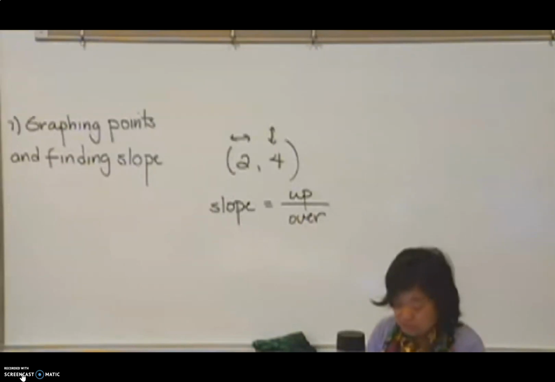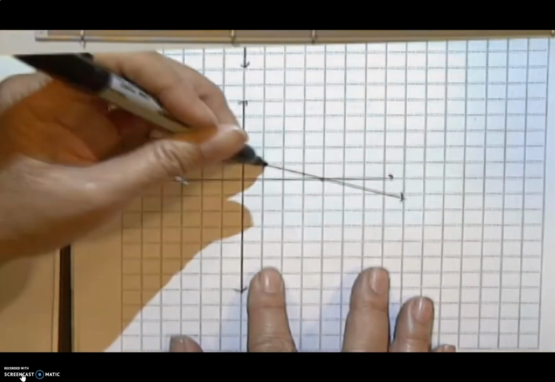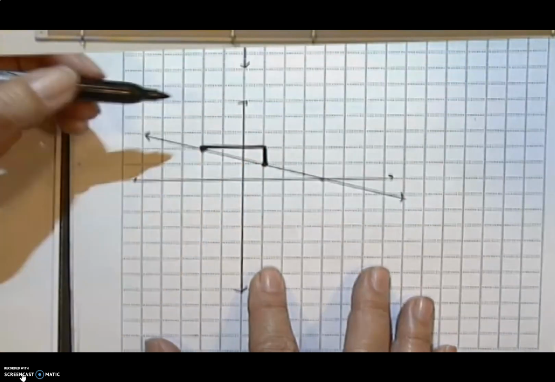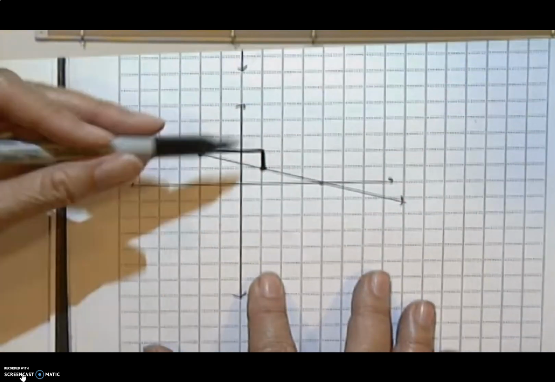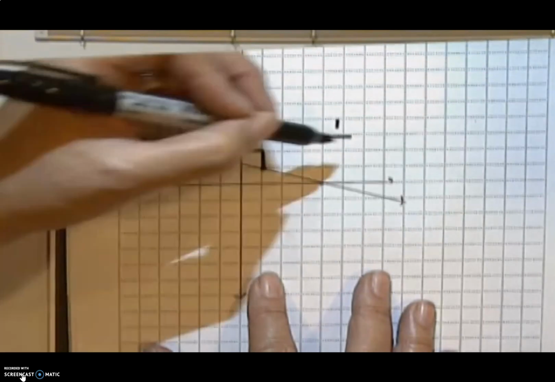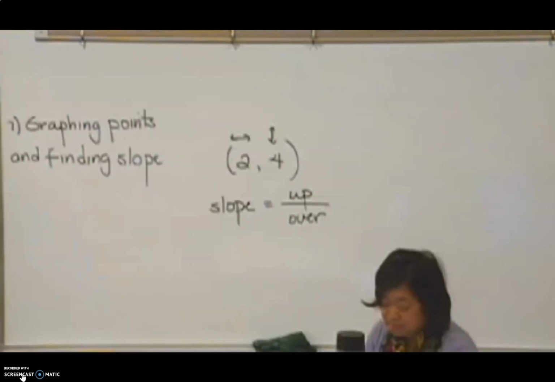Let's find the slope of this line. Again, I have 2 points highlighted here, and it's how far the line goes up and over. In terms of this step, we would go up 1 space, and then over 1, 2, 3 spaces.